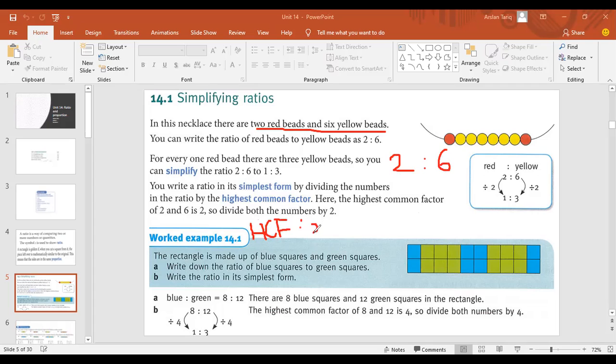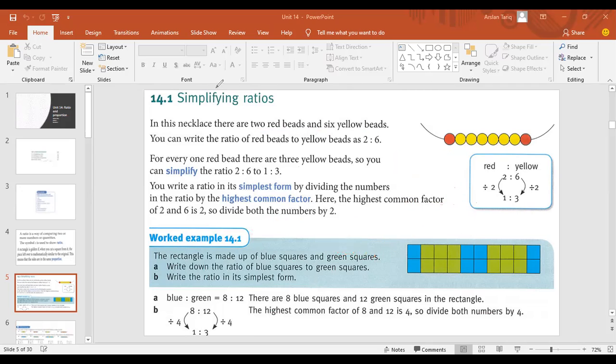Let's suppose 2. What is the highest common factor of this? So I write here 1 and 2, as you know. And 6, what is the HCF of 6? 1, 2, 3, and 6. So which thing is common? Common is 1 and 2. But which one is highest? That is only 2. So we divide with 2 on both sides. 2 divided by 2 is equal to 1, and 6 divided by 2 is equal to 3. So that is our 1:3, that is in the simplest form.